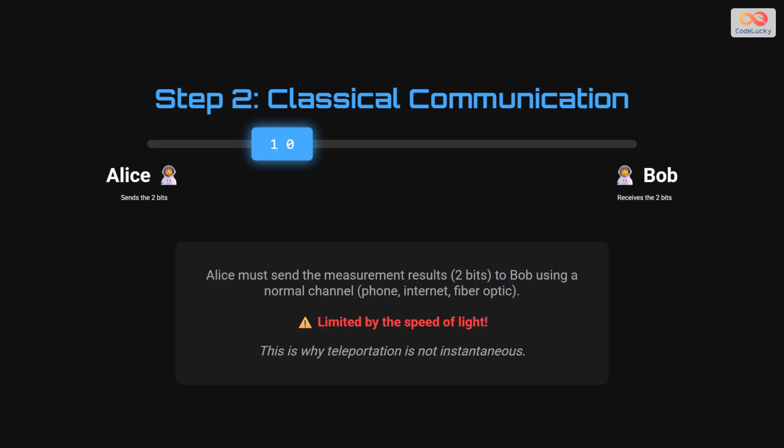Here is the catch. The teleportation isn't finished yet. When Alice performed her measurement, she got a random result consisting of two classical bits of information. For Bob to recover the state, Alice must send these two bits to him. She uses a standard communication channel, like a phone line or fiber optic cable. This part cannot happen faster than the speed of light.